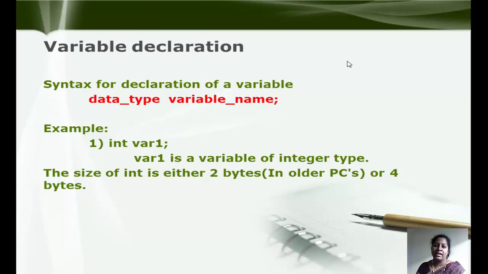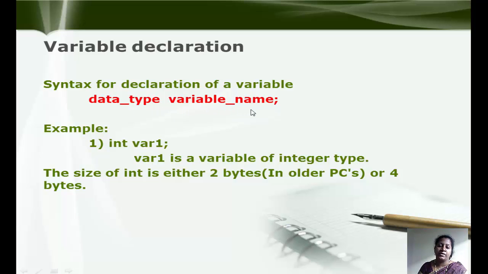How do you declare a variable now? When you look at the syntax for declaring a variable, the variable name should be preceded with a data type. So the first thing, we'll have a data type and next you'll have a valid variable name. This is the syntax for declaring a variable.